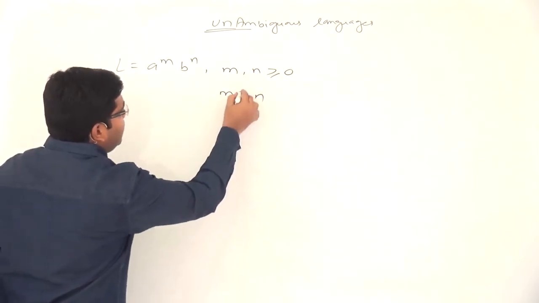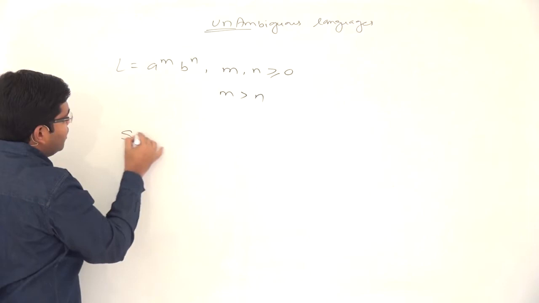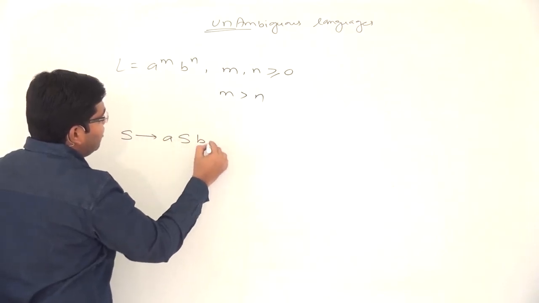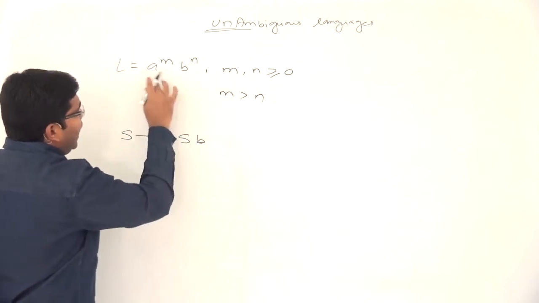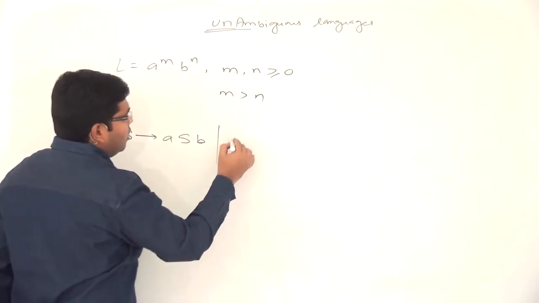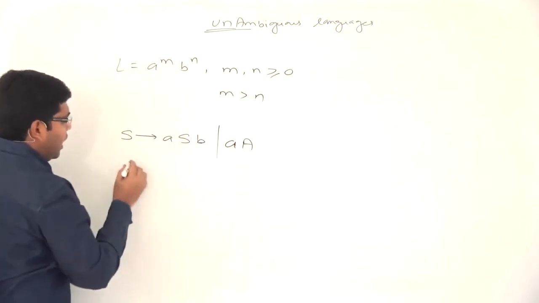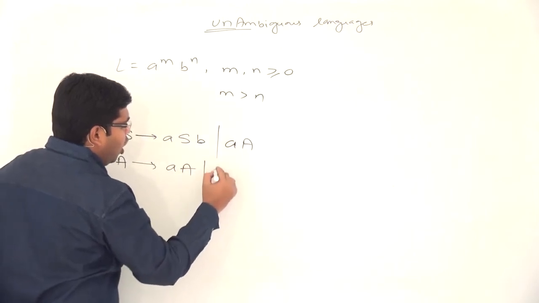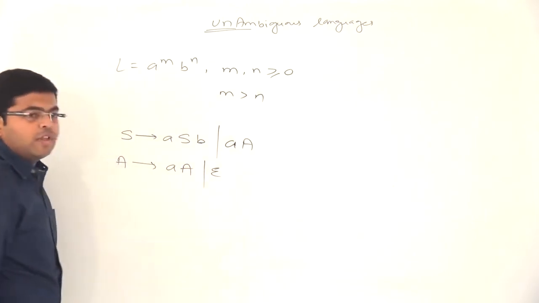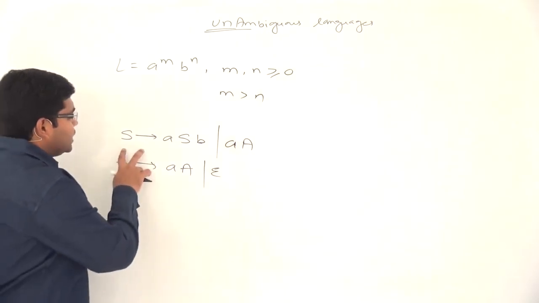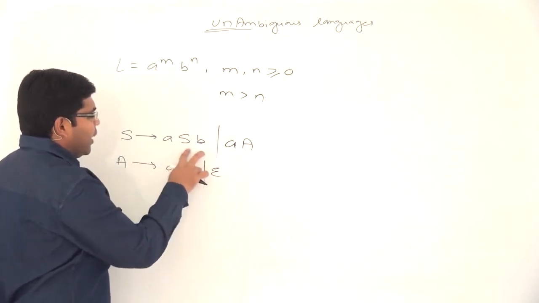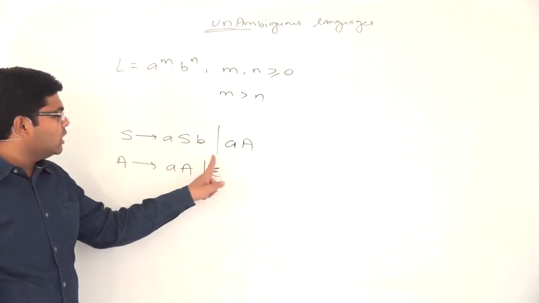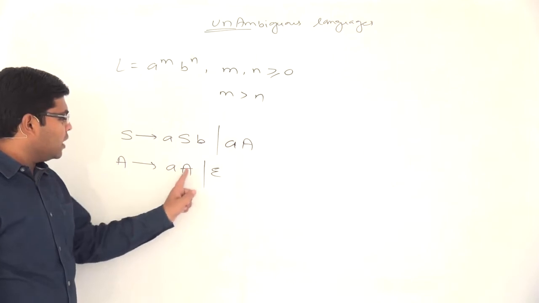The grammar can be: S produces a S b, or we want to generate an additional number of a's, so S produces a capital A, and capital A can generate a capital A, or epsilon. Let's stick to this particular grammar: S produces a S b, or S produces a capital A, and A produces a capital A, or epsilon.